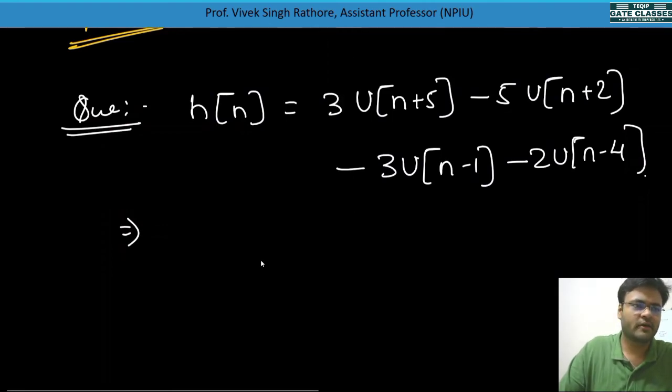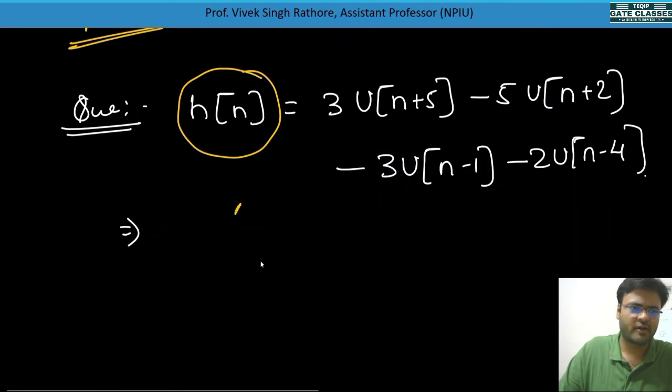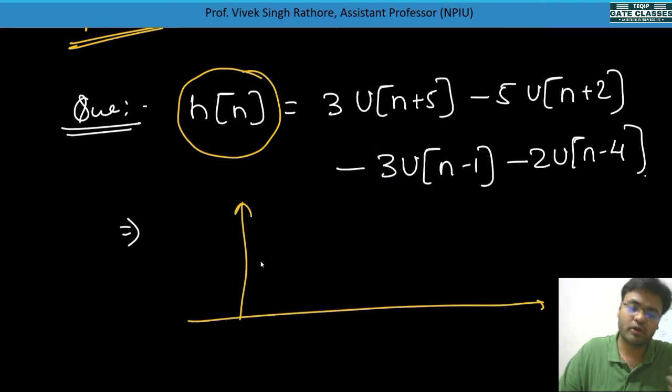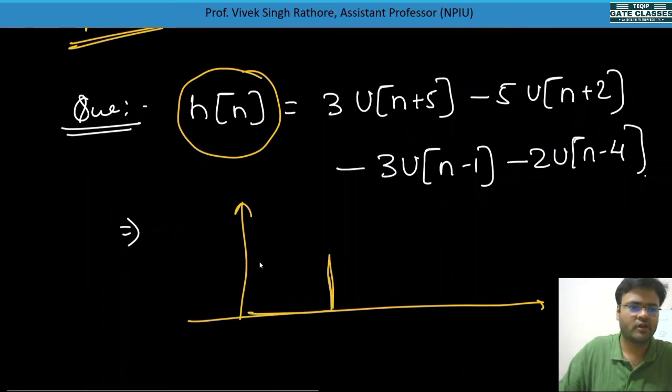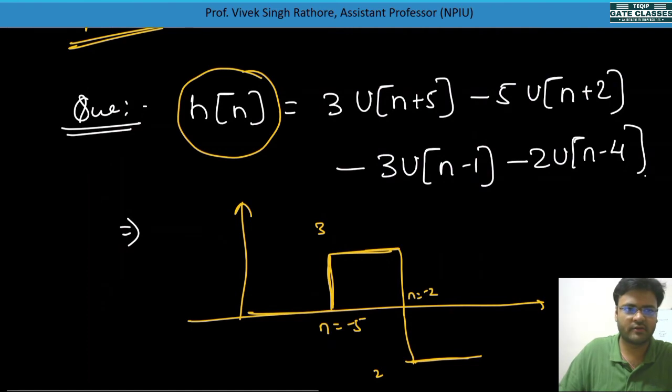If you have been given an impulse response and you have been asked whether it is stable or not, you can just plot it. Without plotting also you can tell the answer, but I'll plot it first. For 3 u of n plus 5, for n equal to minus 5 the value is 3, and then minus 5 u of n plus 2, so 3 stays till n equal to minus 2. Then u of n minus 1 will again decrease.